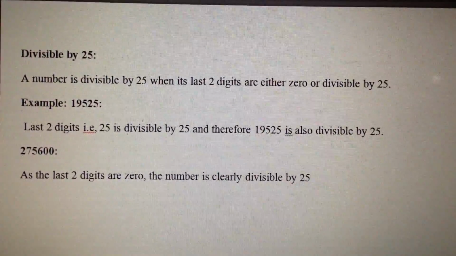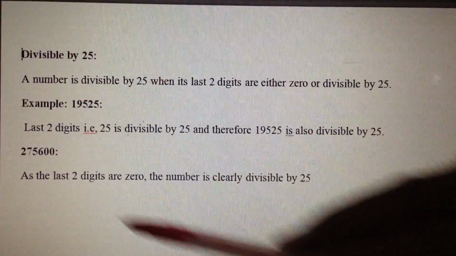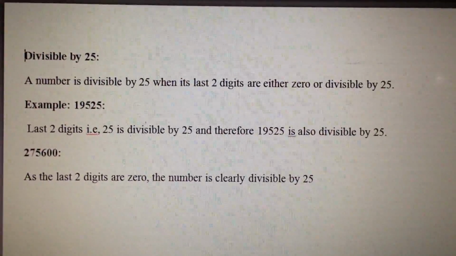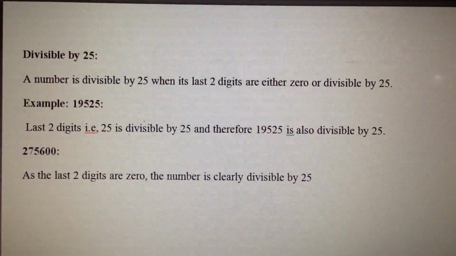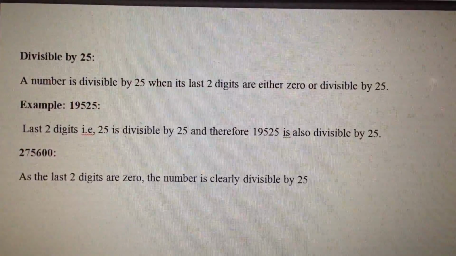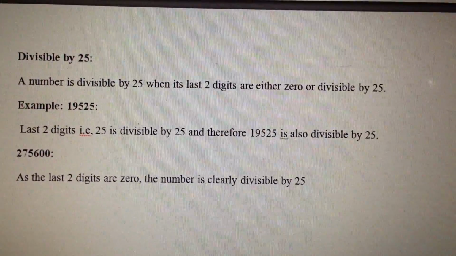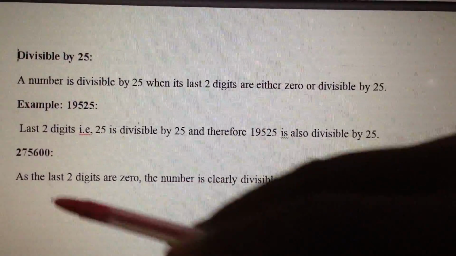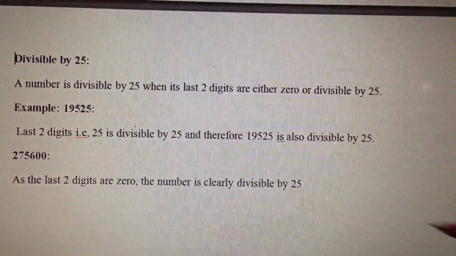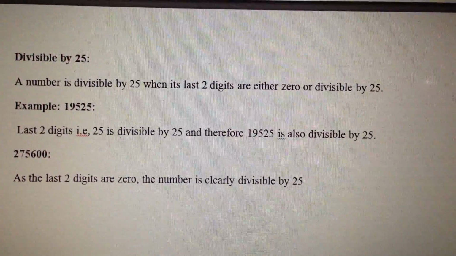And let us take one more number, 2,75,600. The last two digits of this number are 0. Therefore, 2,75,600 is also divisible by 25.